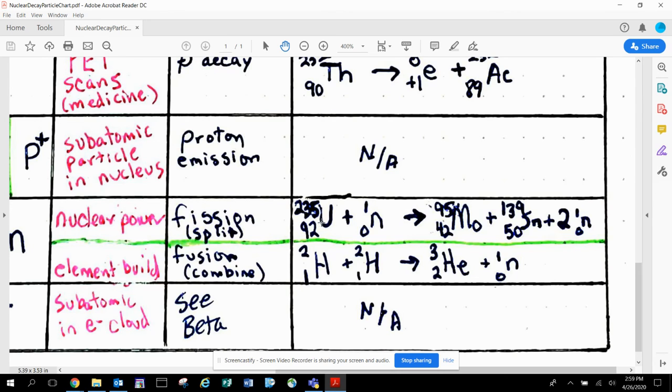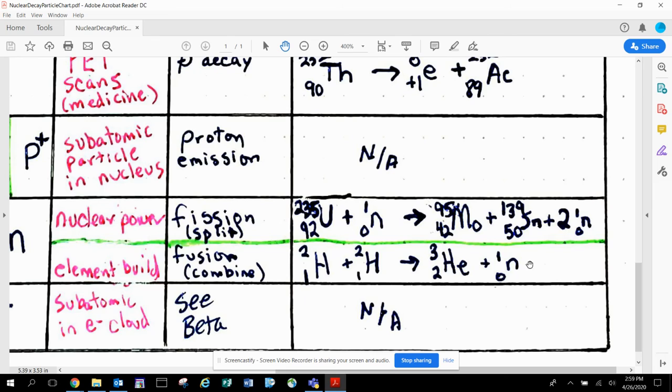So let's look at this first, fission. So uranium-235, that's atomic number 92, mass number 235, 92 protons, 235 protons plus neutrons. When it gets hit with a neutron, so in a nuclear reactor, they fire neutrons at these uranium-235, and it will break into parts, molybdenum-95 and tin-139. So in this particular reaction, this uranium will break into two things. Okay. Now in the process, it will release two neutrons.